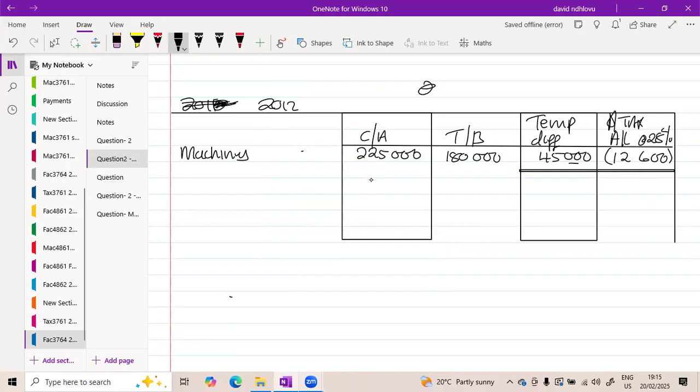Right, how come I can't write? Right, thank you. 45,000 here. Right, and 12,600. Right, then we need to bring in unused tax losses.